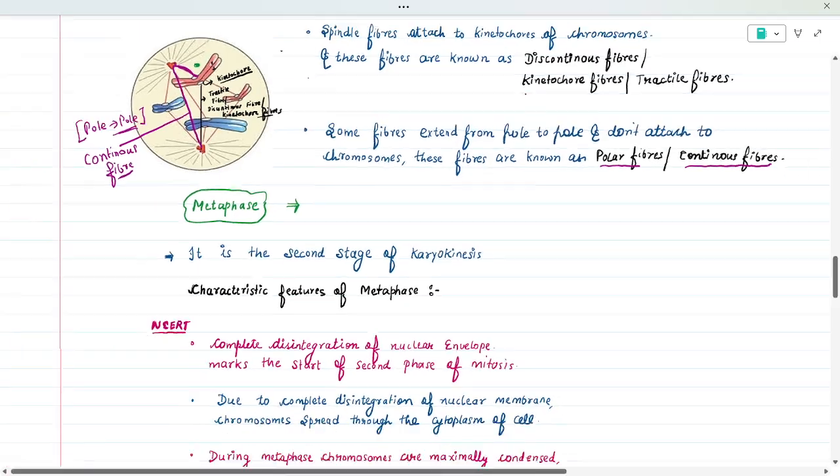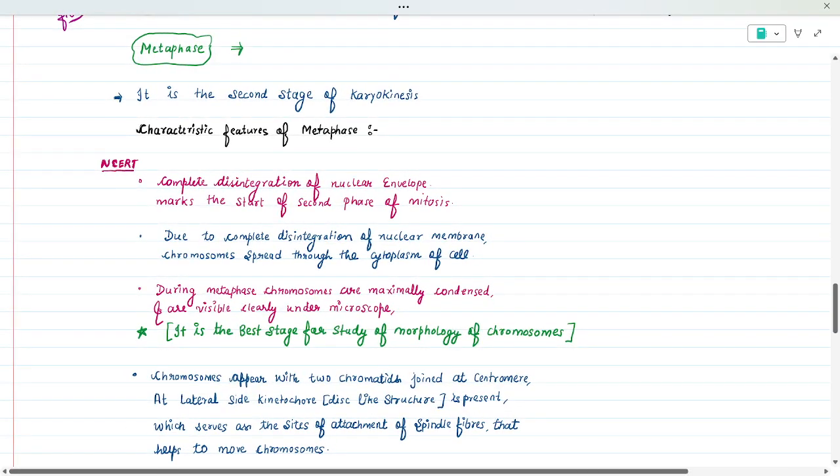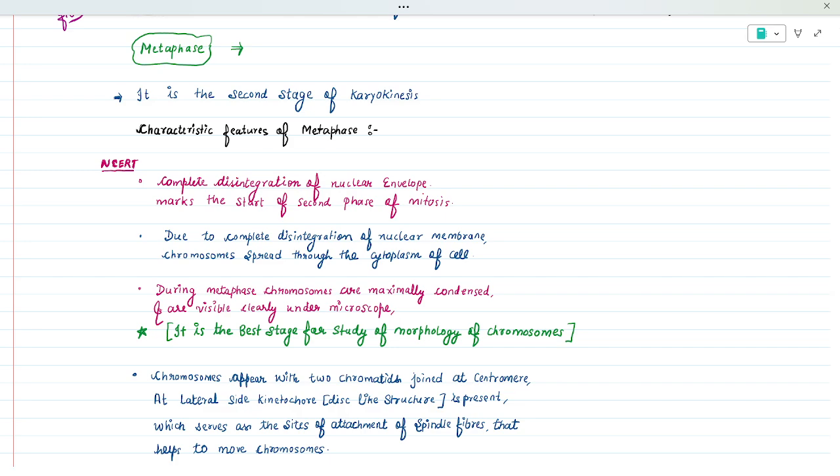Metaphase is the second stage of karyokinesis, and it is a very important stage. What are the characteristic features of the metaphase? What kind of changes are we going to see here in the metaphase? Here in metaphase, complete disintegration of the nuclear membrane will occur. The nuclear envelope will completely get disintegrated. It is your NCERT line: complete disintegration of the nuclear envelope marks the start of the second phase of mitosis.